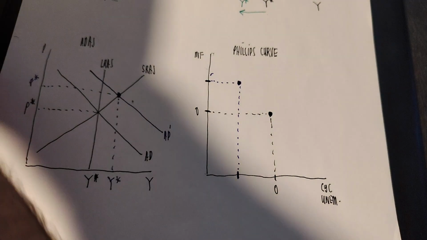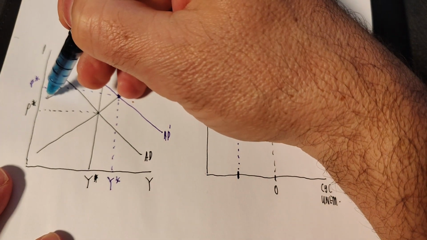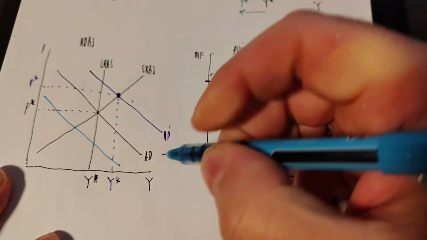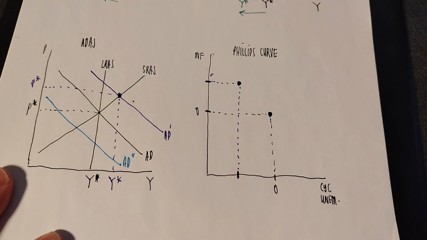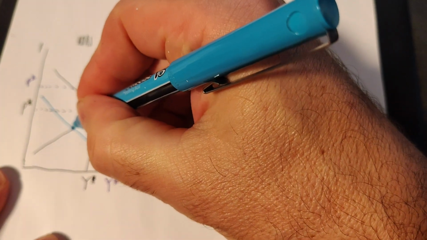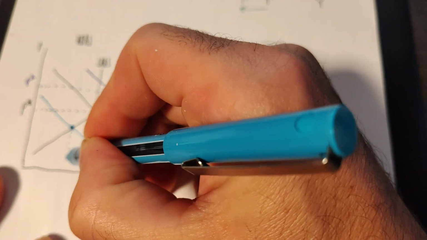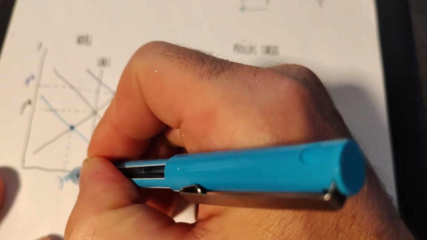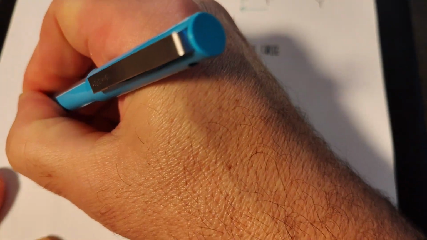Now let's go ahead and shift the aggregate demand curve to the left. Let's say down this way. All right. So now output is located over here, and we have Y star and P star.